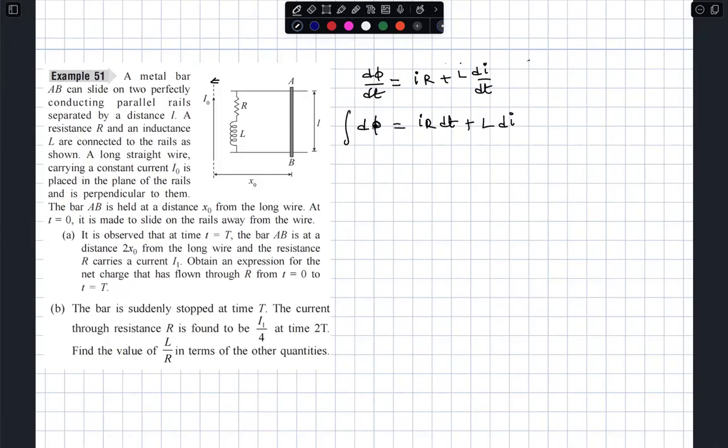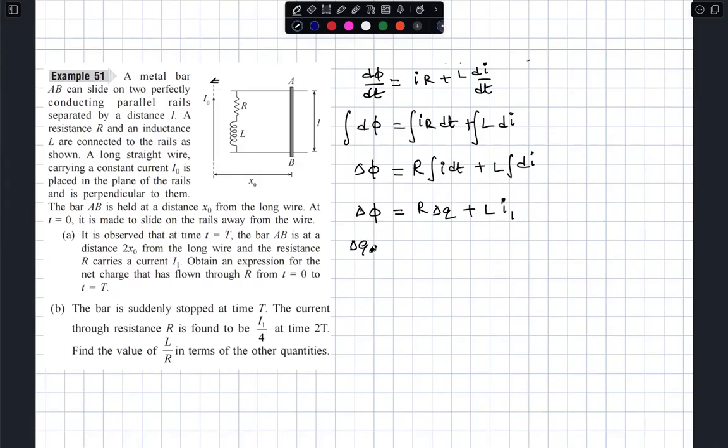L dI. You told one point: it is observed that at t equals 0, there is no current. At some time t, let there be some current. And the change in flux delta phi is R times I dt plus L times dI. So the change in flux delta phi is R times the charge passed through, delta Q, plus L I1.